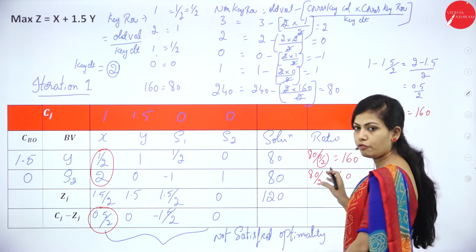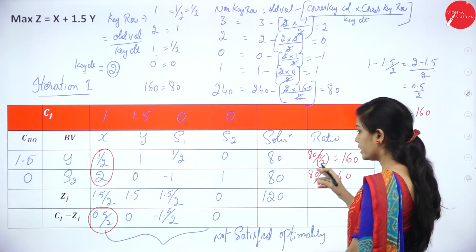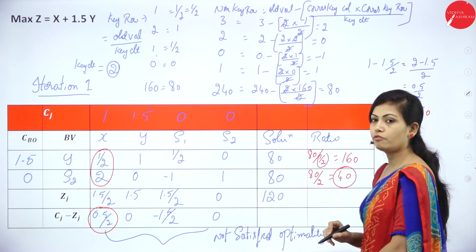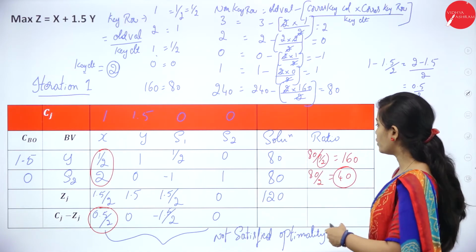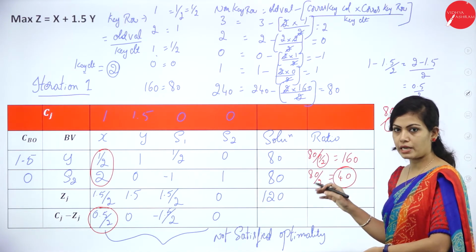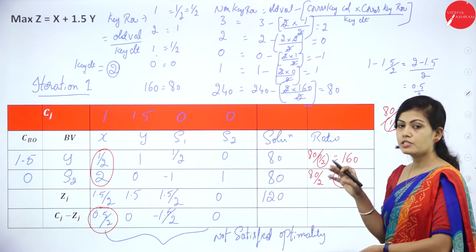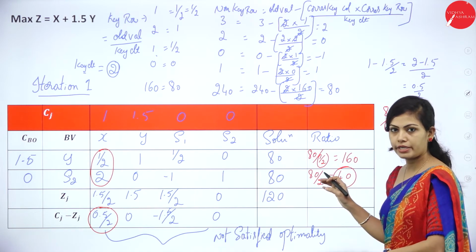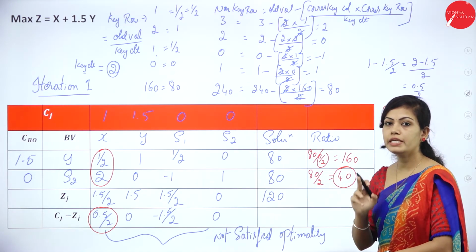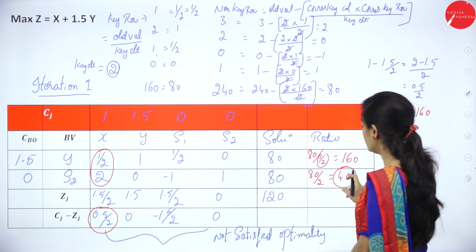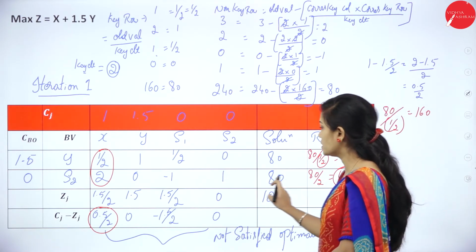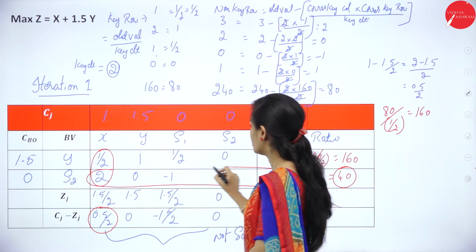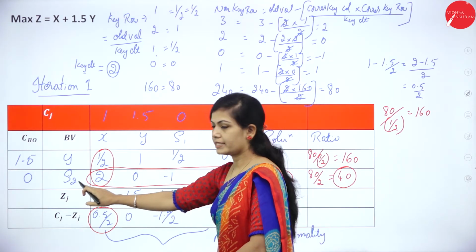So here now we have to find the key row. For finding the key row, we have to select the least positive value in the ratio. Listen carefully. If all the values are negative, it is called an unbounded solution. If you get negative or infinite values, you need to select only the least positive value. So here the least positive value is 40. It comes under the row called S2. So this is my key row. So key row is S2.